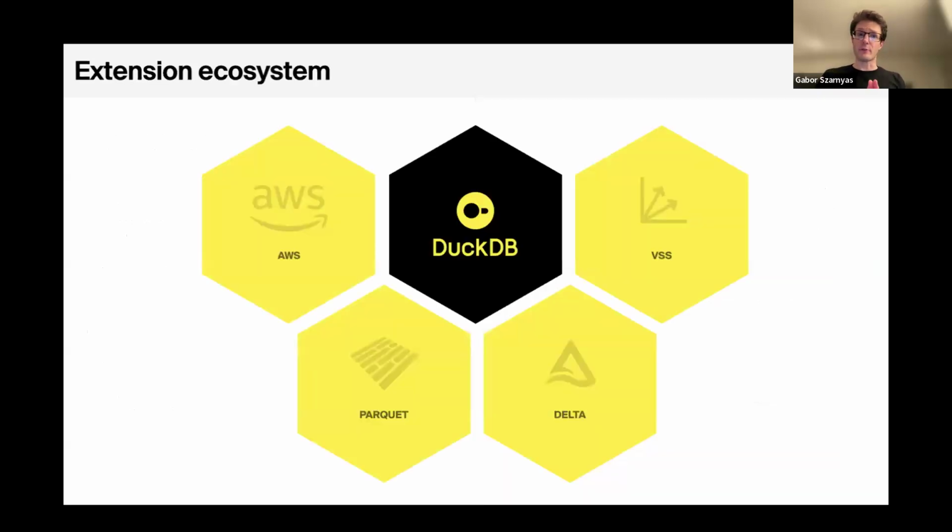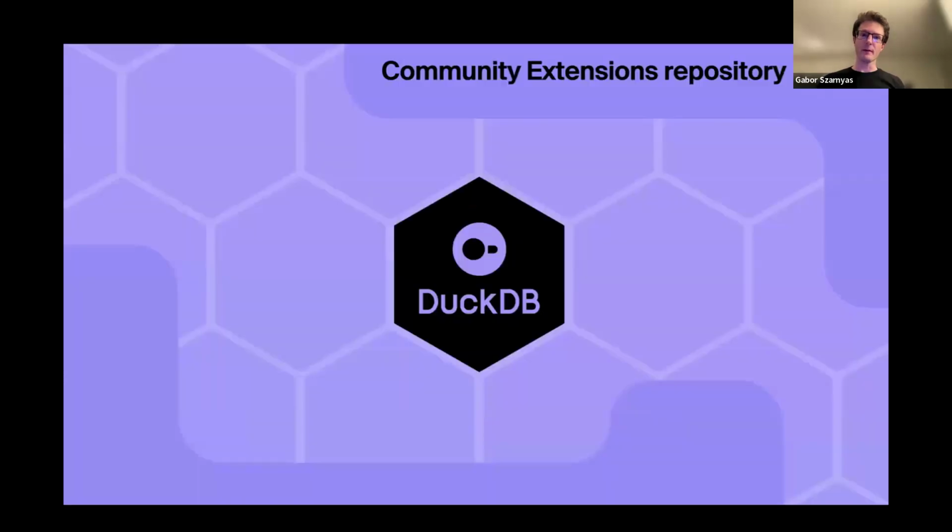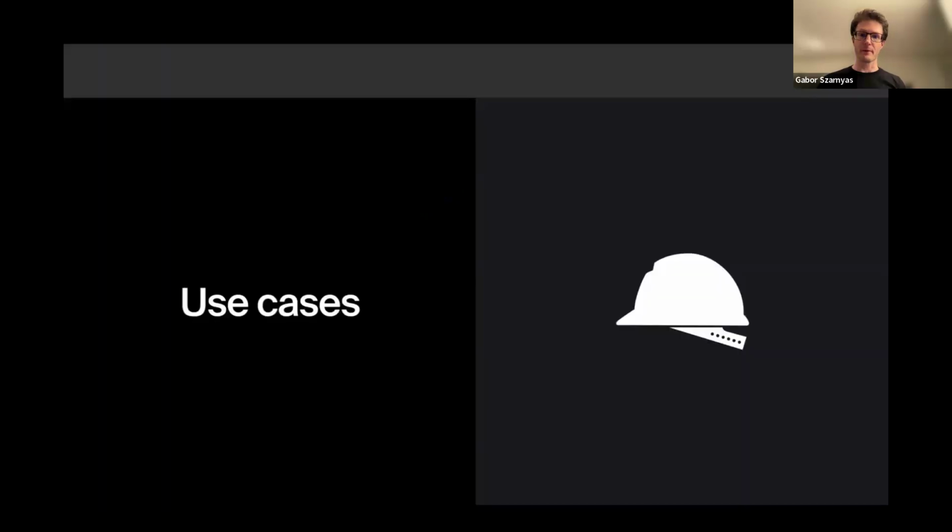And our vision is to ultimately have something like an extension ecosystem where DuckDB stands in the middle, kind of weaving together the work of all these extensions. And the extensions doing the work of things like vector similarity search or supporting the AWS cloud, the Parquet format, or the Delta Lake format. And this summer we have opened up DuckDB. So we have a community extensions repository, which you can think of as DuckDB's package manager.